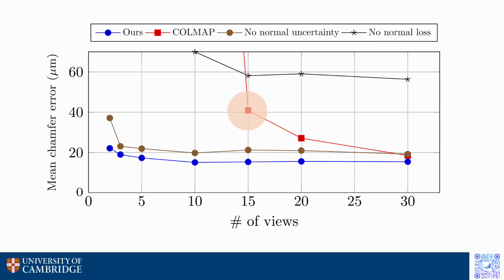Below 15 views, COLMAP fails to find sufficient overlap between images to effectively reconstruct. However, our model retains its accuracy with as few as 3 views. Our normal loss is critical for this, and the use of normal uncertainty helps to improve the accuracy.